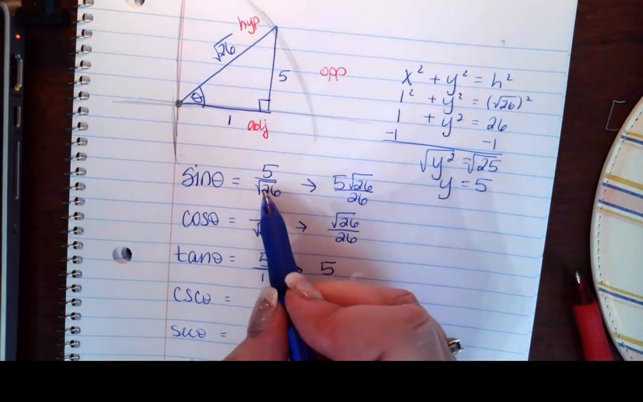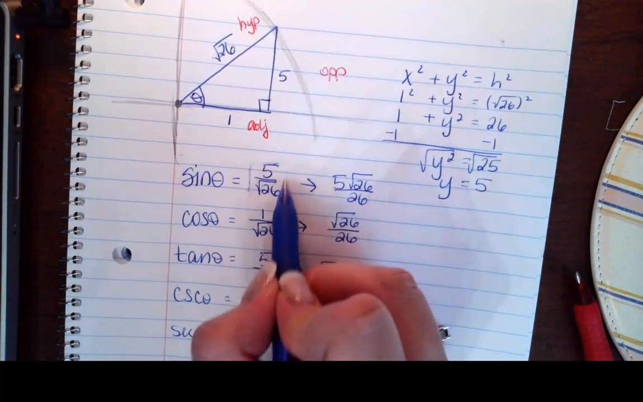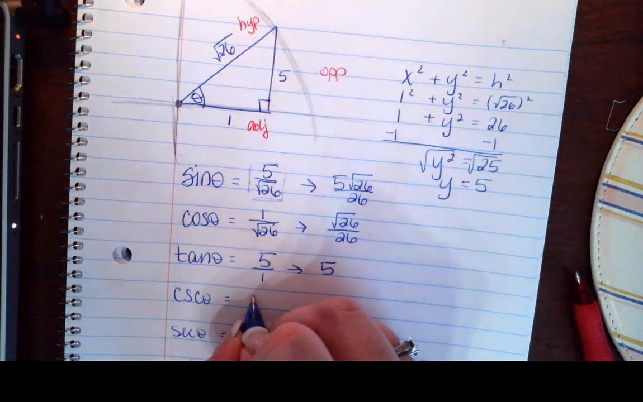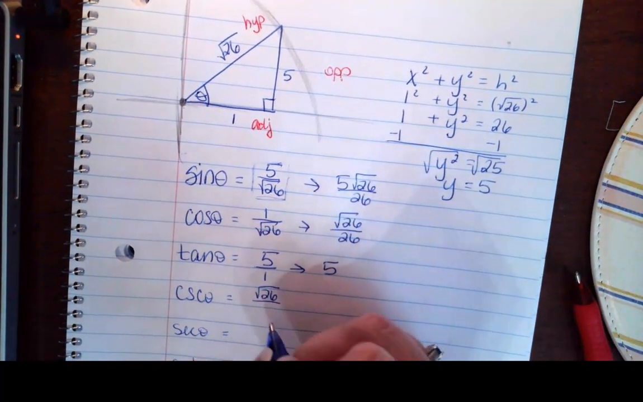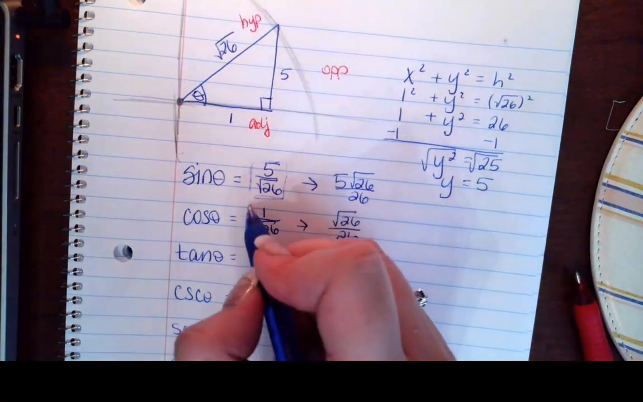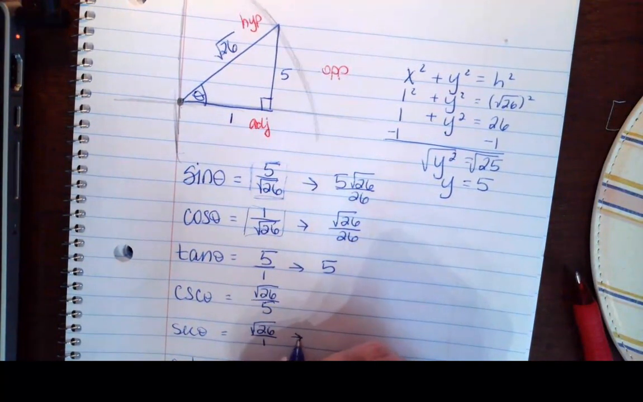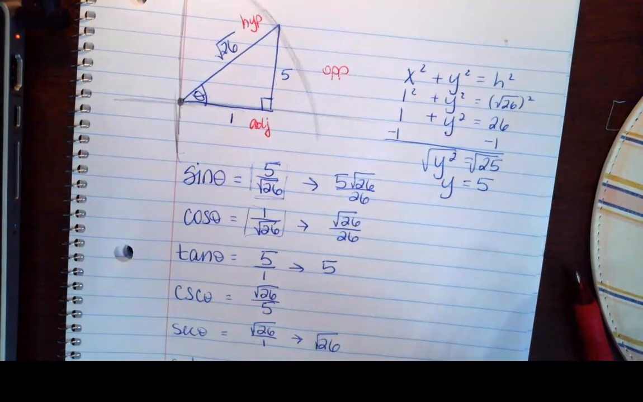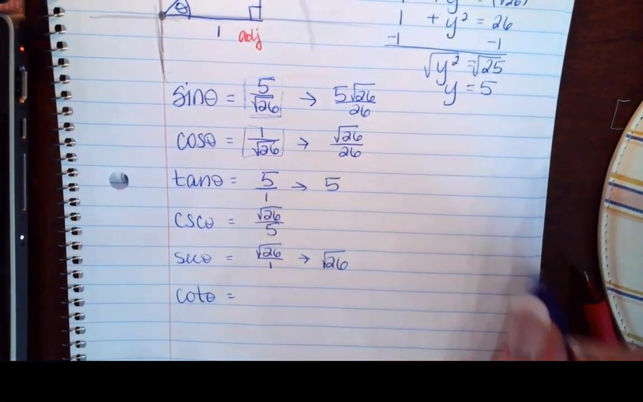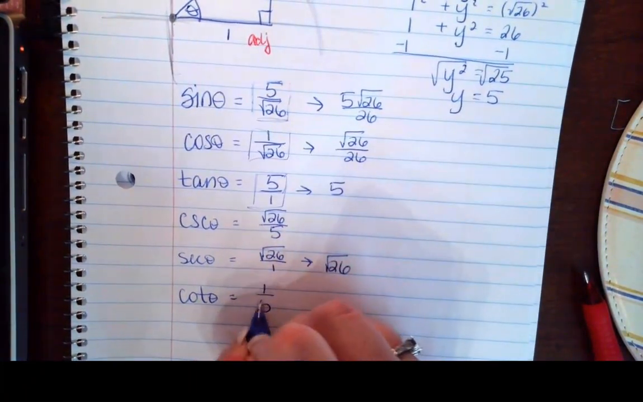Cosecant is the reciprocal of sine. So this is where I'm going to be a lazy math person again and go to where right before I rationalized, and I'm just going to find the reciprocal of that. So I get root 26 over 5. And then same thing here. I get root 26 over 1, which simplifies to root 26. And then cotangent is the reciprocal of tangent, so that's 1/5.